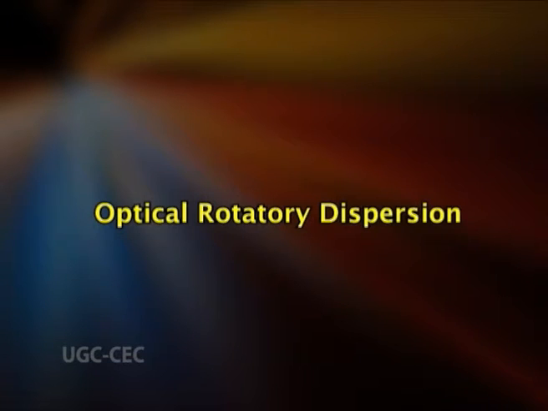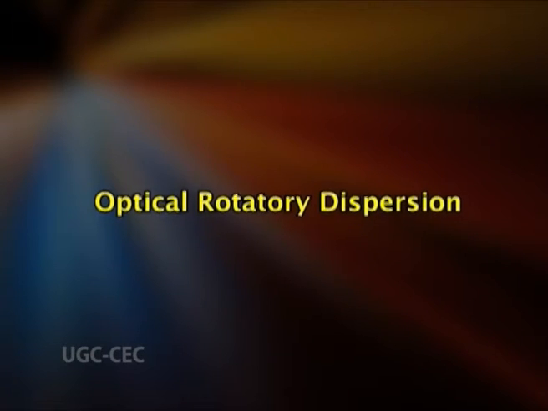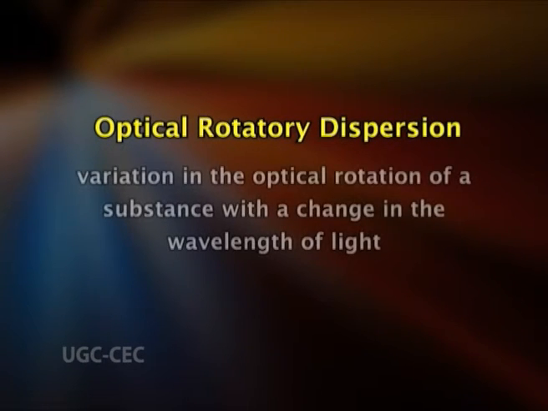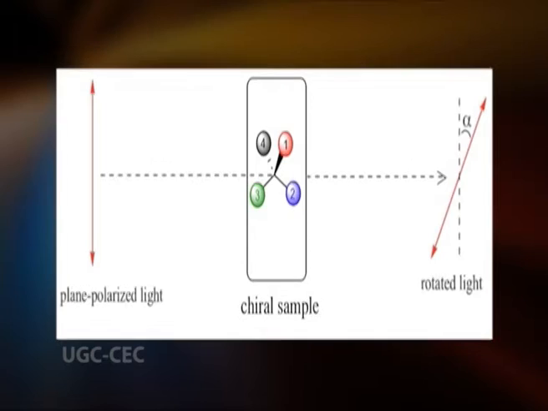Now let's talk about optical rotatory dispersion. Optical rotatory dispersion is the variation in the optical rotation of a substance with a change in the wavelength of light. Optical rotatory dispersion can be used to find the absolute configuration of metal complexes.